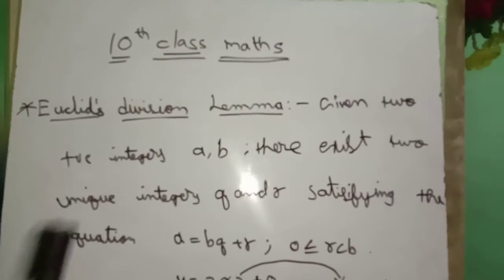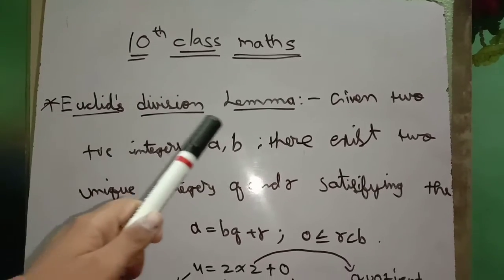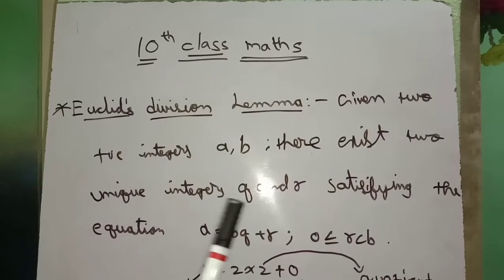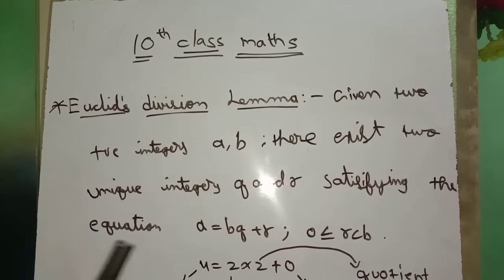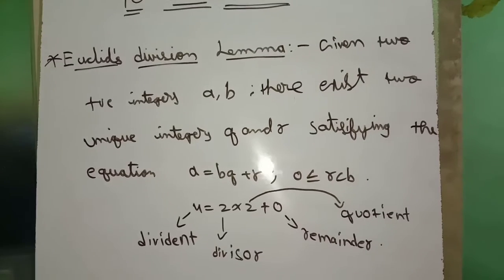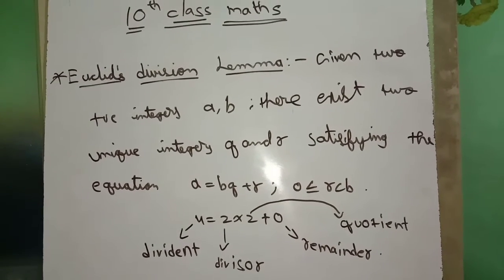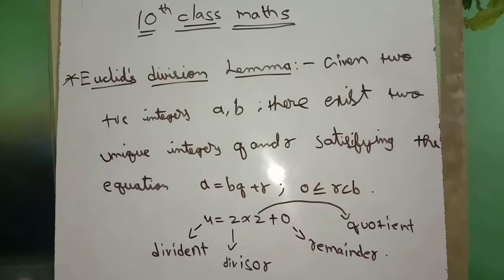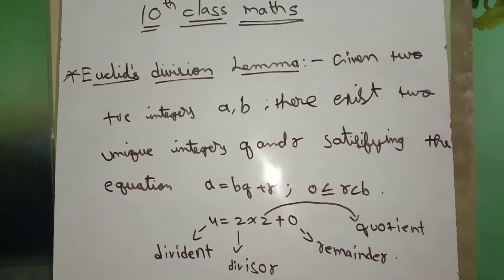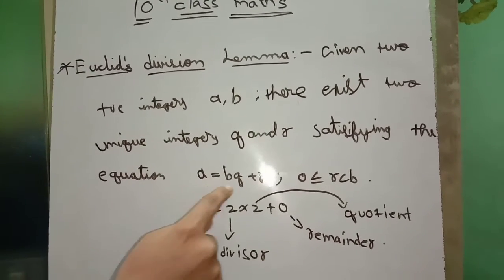Here we can see Euclid's division lemma. Given two integers a and b, there exist two unique integers q and r satisfying the equation a is equal to bq plus r, where 0 is less than or equal to r less than b. The meaning of this is that the lemma tells us there are two numbers, and between the two numbers the equation a is equal to bq plus r exists.